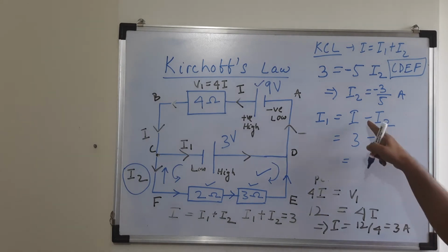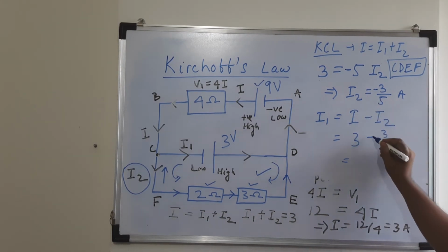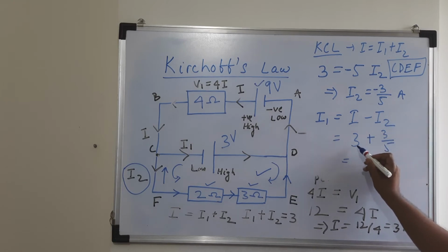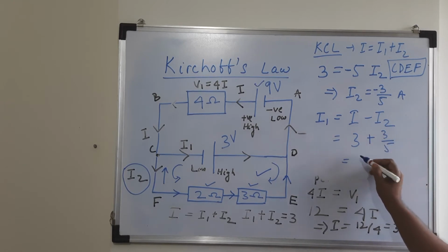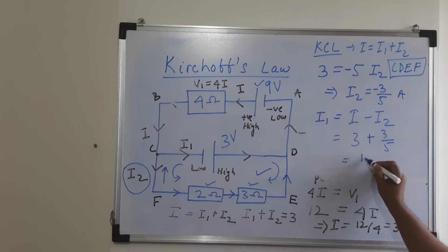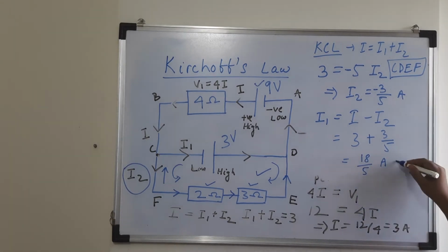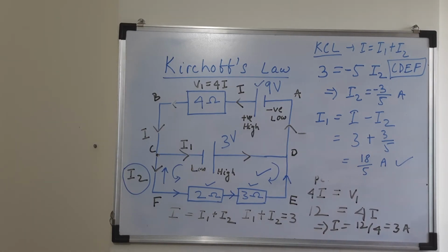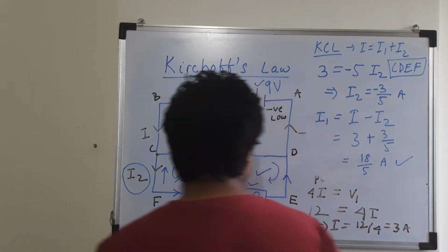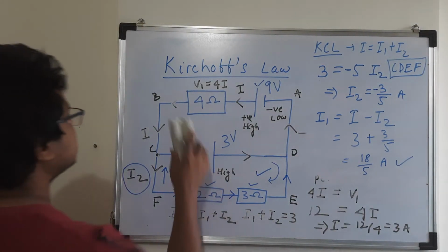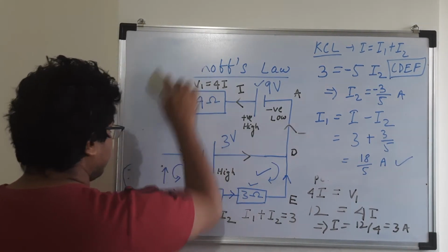Anyways, so I minus I2, now it will be 3 plus, because 3 minus minus 3 by 5 is 3 plus 3 by 5. That gives you 15 plus 3, 18 divided by 5 ampere. So this way we can calculate all these unknown currents. Okay, so quickly some other random example for KVL.